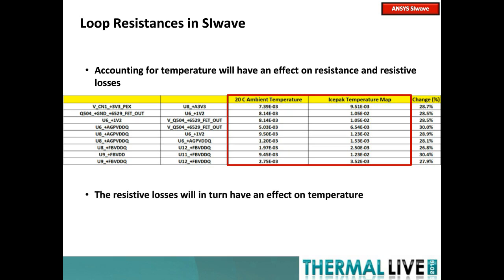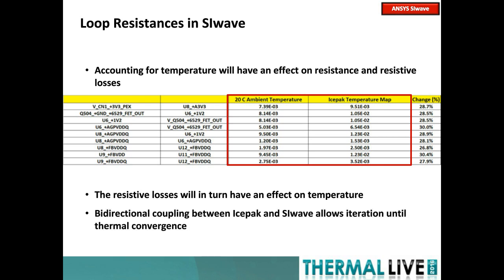And again, these resistive losses will in turn have an effect on temperatures. So a bidirectional coupling between SI wave and IcePack is necessary. And this allows for iteration until thermal convergence.